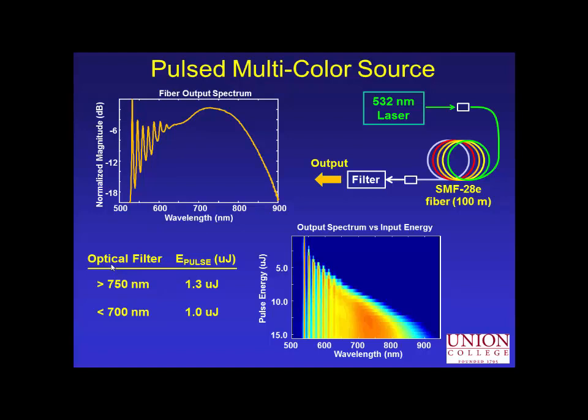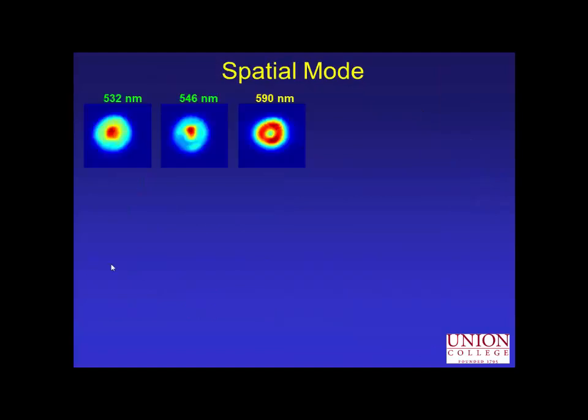Anyway, if you have smaller input energies, then you're going to generate fewer wavelengths. So this characteristic slope is what you would expect from a nonlinear optical process. As far as the spatial modes coming out of the fiber, at the shorter wavelengths, you get some structure.